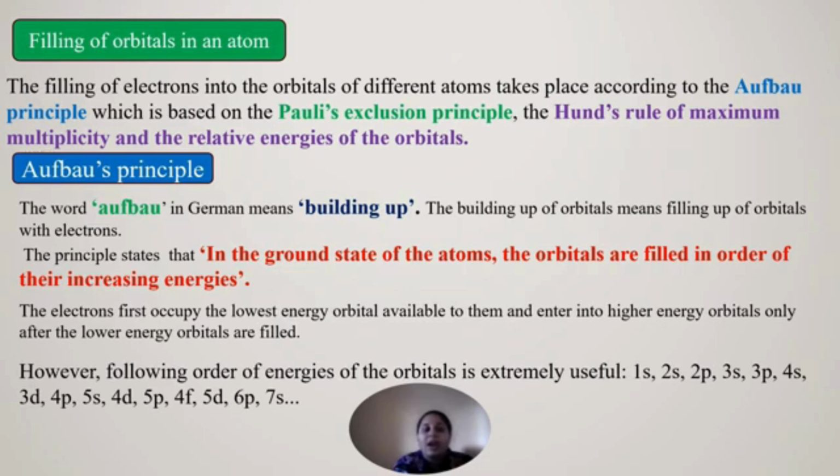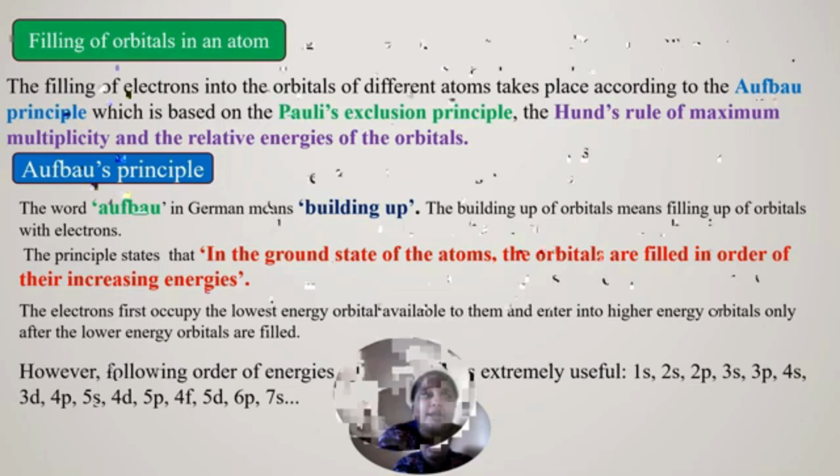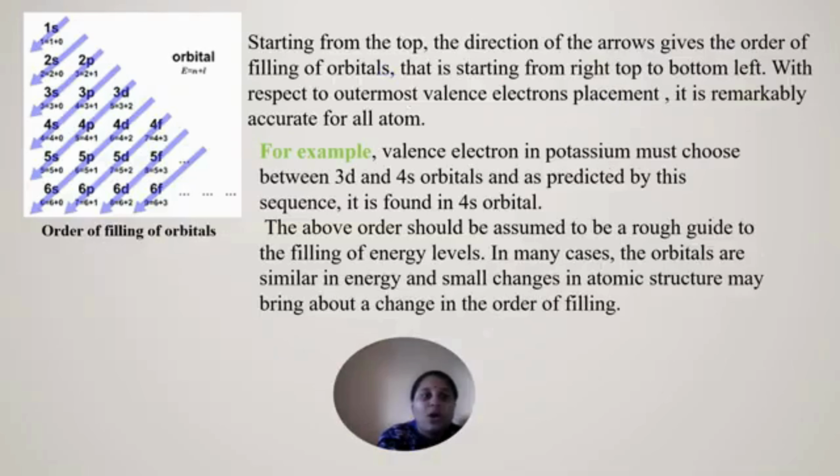This is the order. After completing 1s, it enters 2s, after 2s, 2p, then 3s, 3p, 4s. This is the filling of the orbitals, and we have to fill the orbitals according to this order.